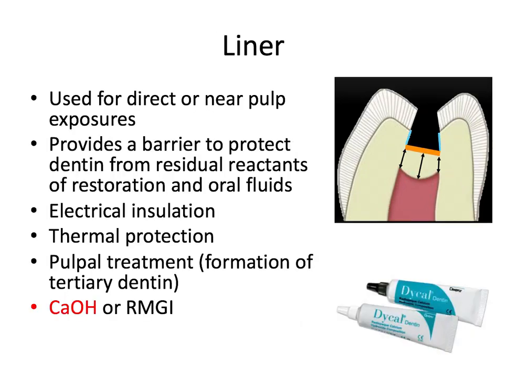Liner is used for direct or near pulp exposures. So now we're getting closer to encroaching on that pulpal tissue. It provides a barrier to protect dentin from residual reactants, the restoration in oral fluids. It provides insulation, thermal protection, and also pulpal treatment. It can actually cause the odontoblasts in here to form tertiary reparative dentin. And calcium hydroxide, or Dycal, is frequently used as a liner.